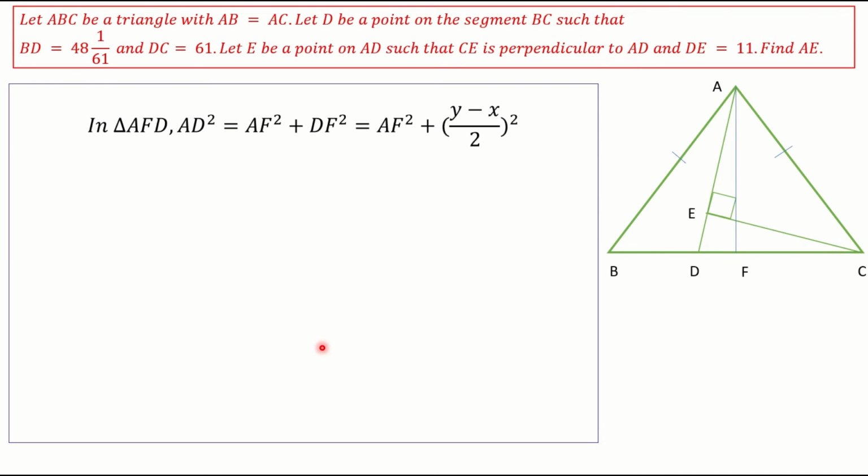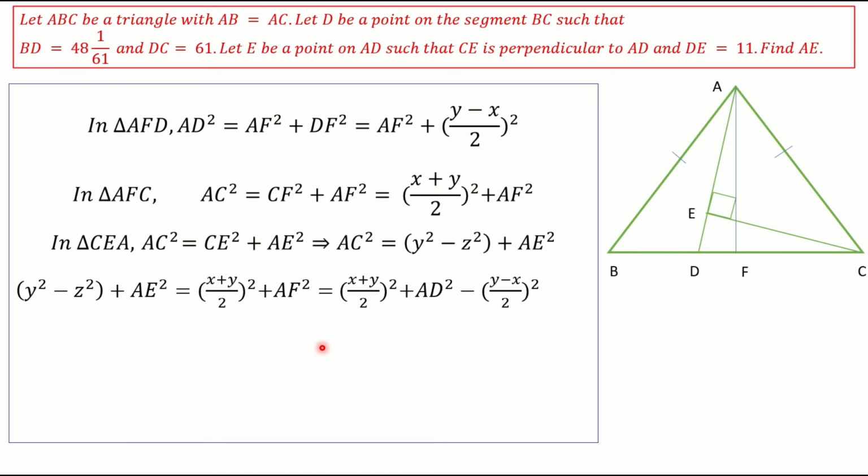Okay. So AD square equal to AF square plus DF square. So AF square plus y minus x by 2 whole square. So y square minus z square plus AE square equal to AC square. AC square is nothing but x plus y by 2 whole square plus AF square. Which is equal to x plus y whole square by 2 plus AF square, which is nothing but AD square minus this one. Correct.